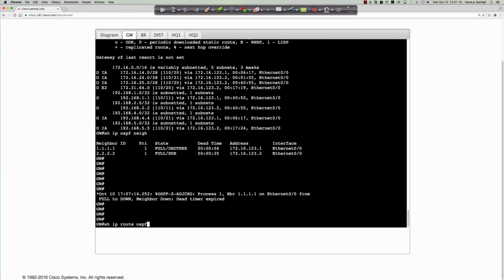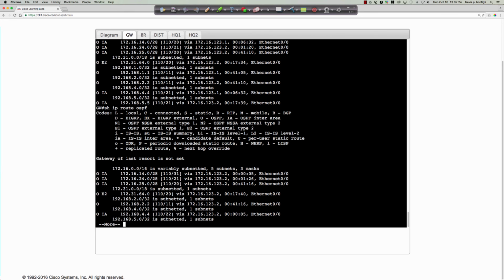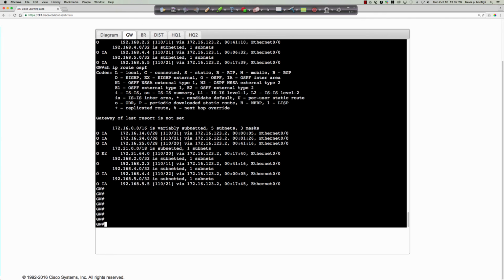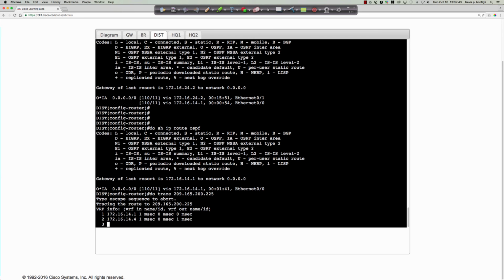All right, so now let's come back with that show IP OSPF route. And I'm still showing going through the 1. There we go. Okay, I was hoping it wasn't going to do what it did before. So now we're going to router 2. But what is the problem? Now what do we have? If I go to the distribution router and I say do trace to the 209.165.200.225, what's my problem? Yeah, my egress is going out router 1.